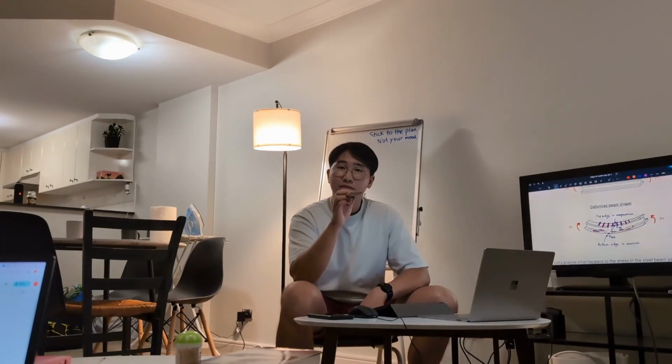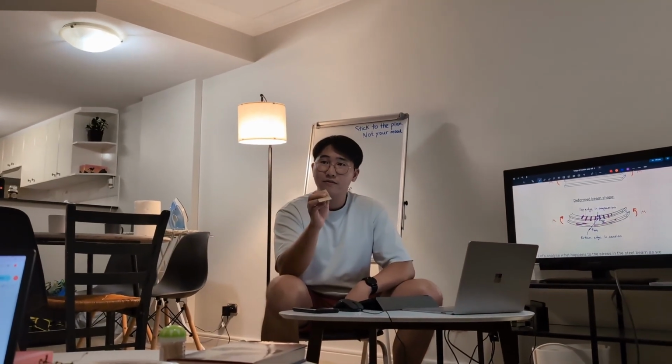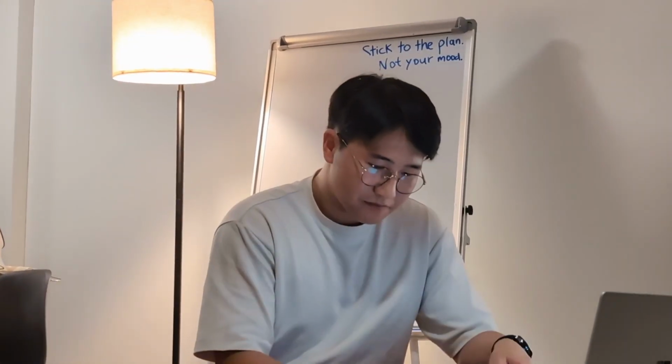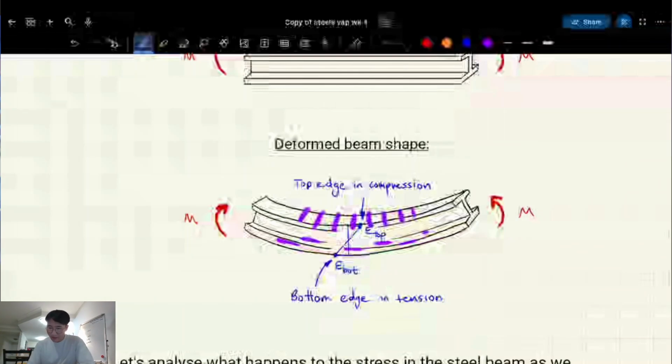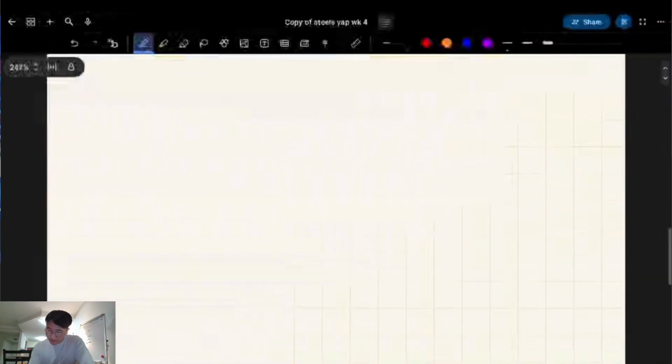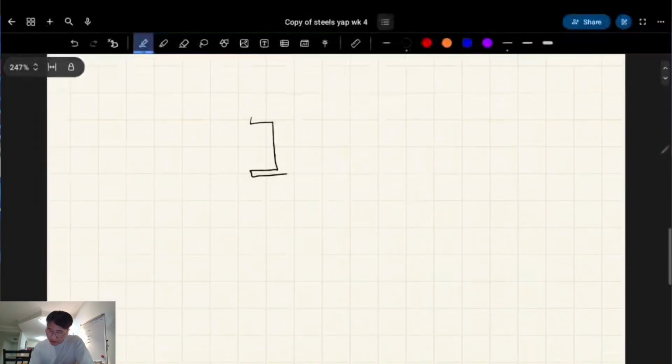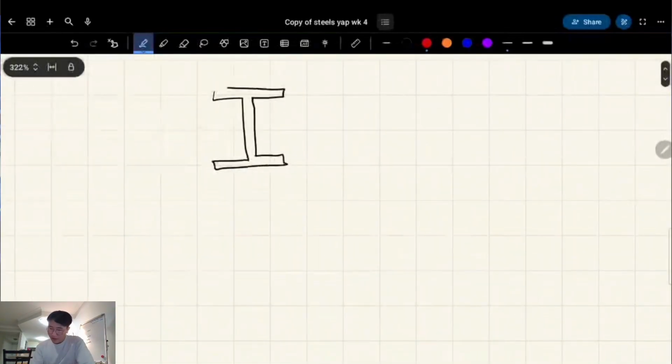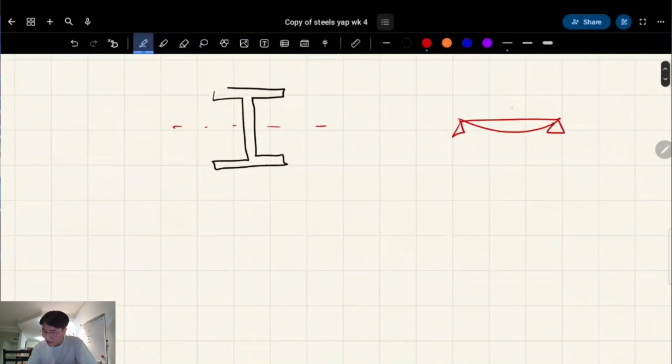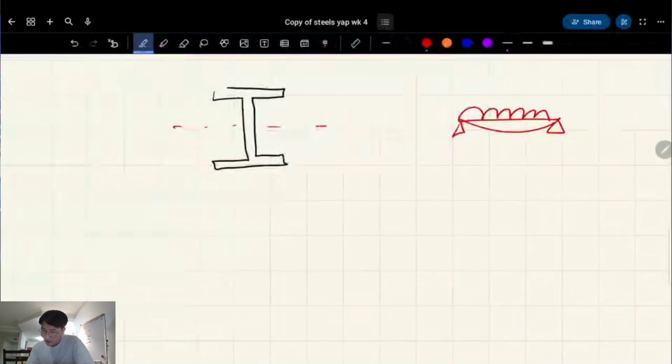What happens when you pull on a rope? It goes in tension. It straightens out. Right? So let me draw this out. It's a very interesting phenomenon. If this is your normal shape for your I-beam at the mid-span, and we're deforming it like that, we're adding a UDL to it, and then it causes the whole thing to bend like that.